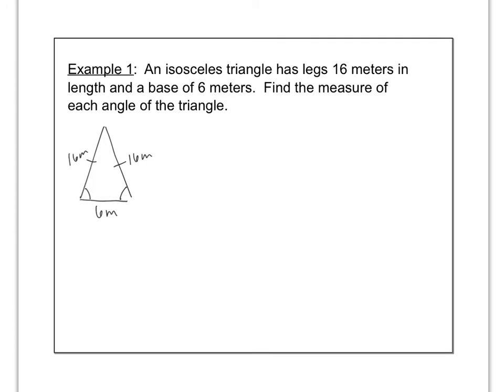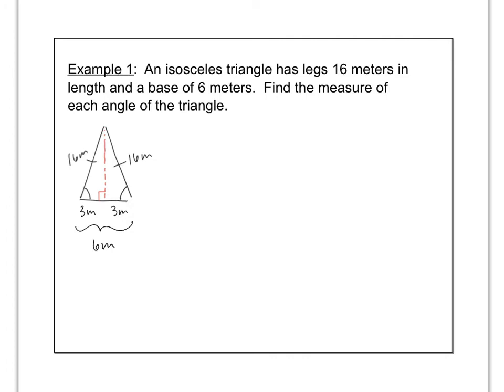What I'm going to do is drop down an altitude or a height here so that I get two smaller triangles, but they're right triangles, and then I can use SOHCAHTOA. So instead of having 6 meters across the bottom, I'm actually going to erase that, and change that to, this is 3 meters and this is 3 meters. So altogether it's 6 meters. They will be split equally because it's an isosceles triangle.